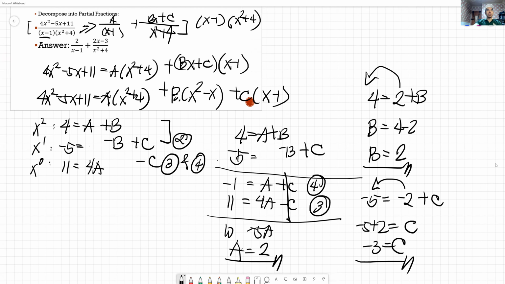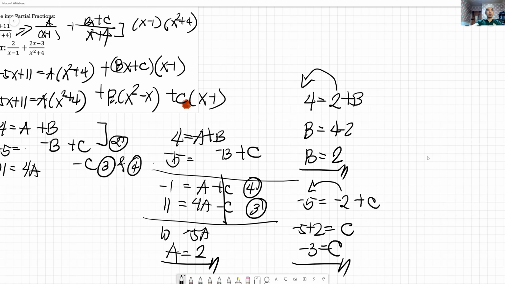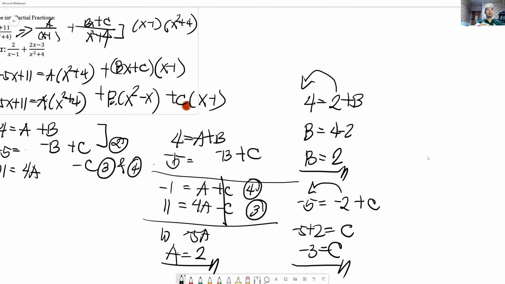Since we have already all the coefficients, we can now revert that back by substituting the arbitrary constants. So for that case, we have 2 over x minus 1, which is our a here, plus our b equals 2 times x. Our c is negative 3 over x squared plus 4. And that is the answer. And that is how it is.